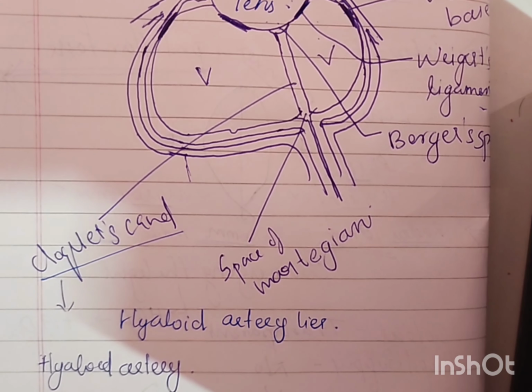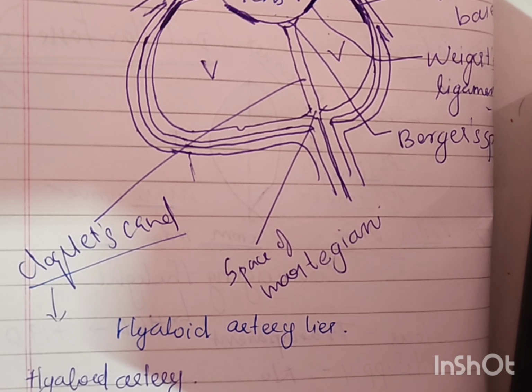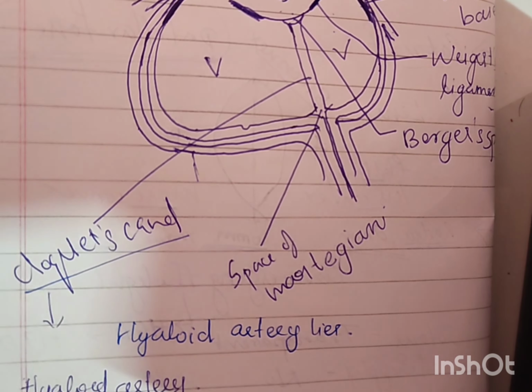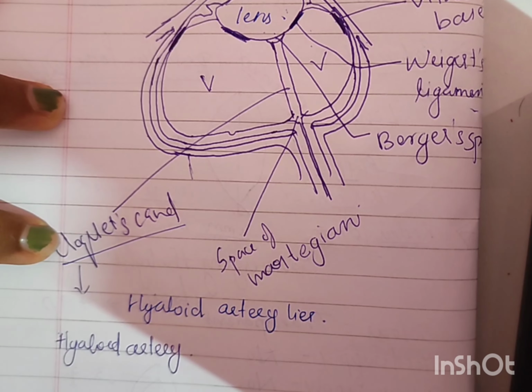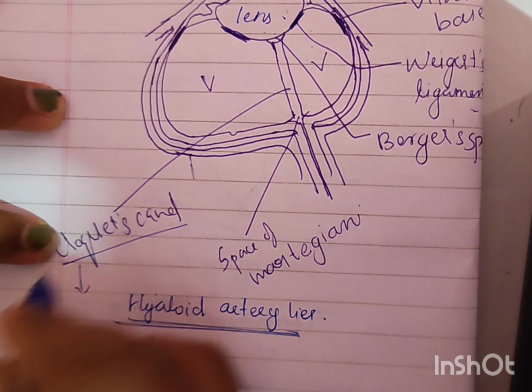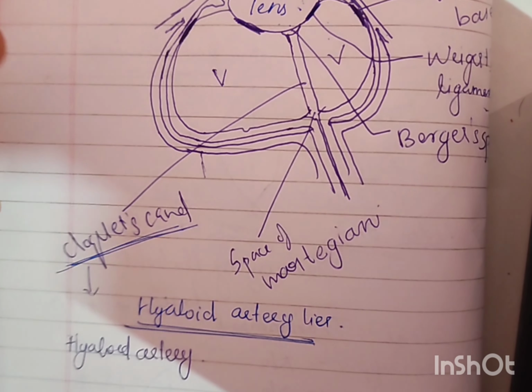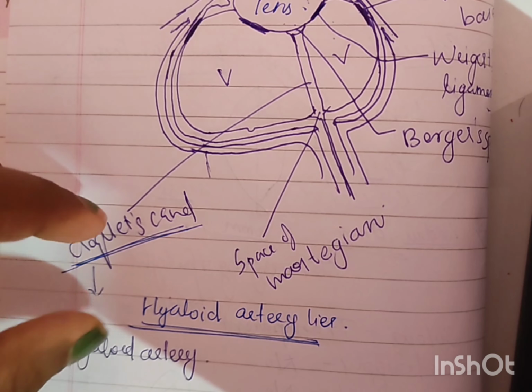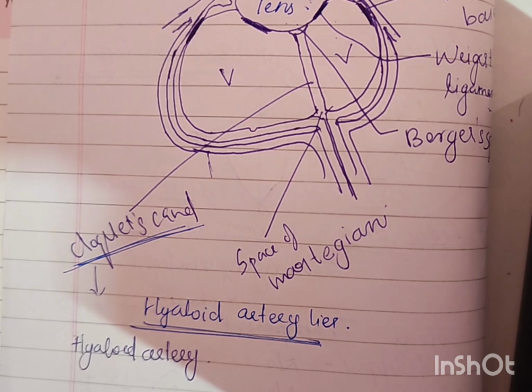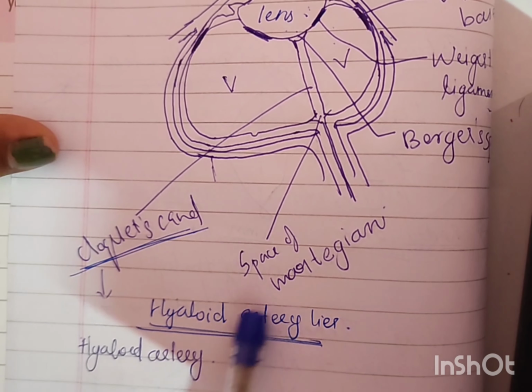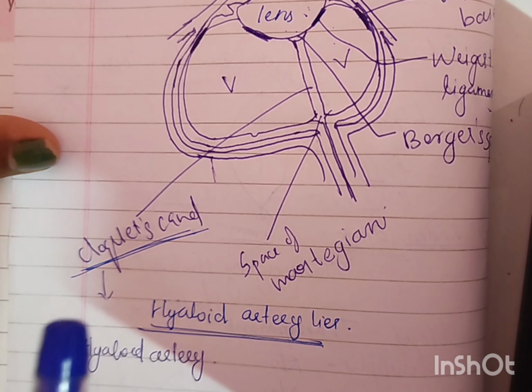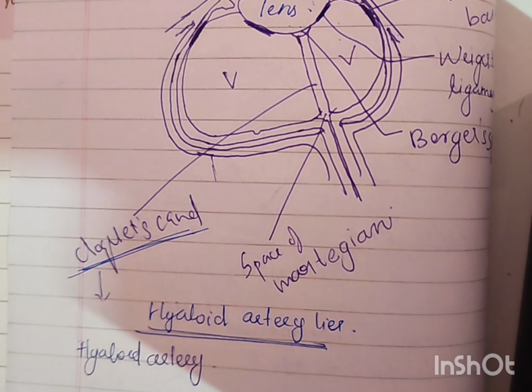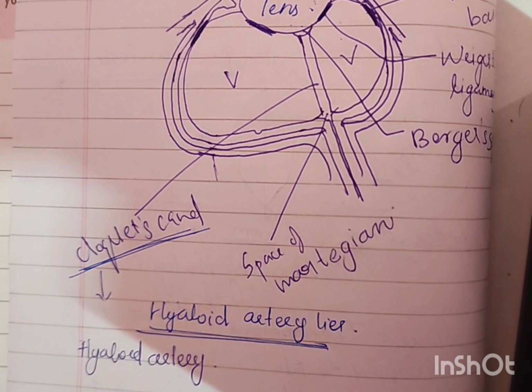We know that the lens is avascular, so the blood supply is not needed after birth. But before birth, during the development of the lens, we need to supply blood to the lens. At that time it is supplied by the hyaloid artery, which is present in Cloquet's canal. At the 8th month of gestation this will disappear. Sometimes the remnants of this hyaloid artery remain after birth, and they are called Mittendorf's dots or Bergmeister's papilla.